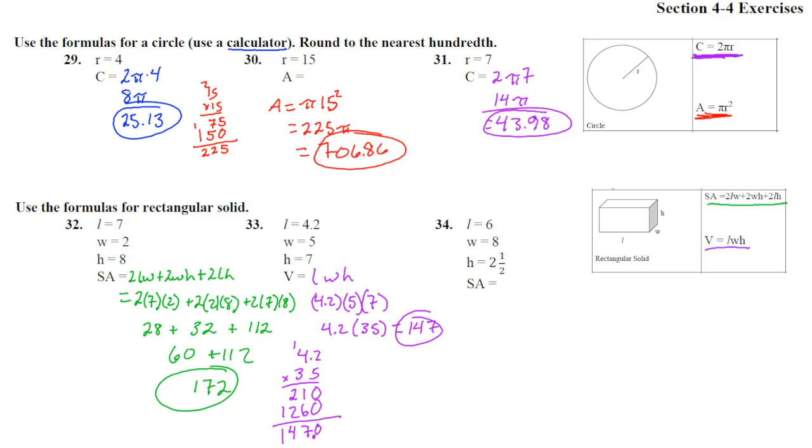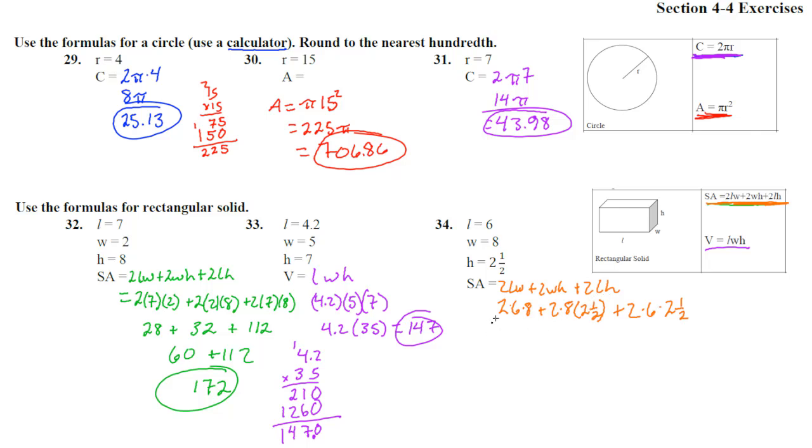Number 34. We're doing SA now. We're back up here with this formula because we're trying to find the SA, surface area. So let's write it down again. 2LW plus 2WH plus 2LH. Okay, so that's 2 times L, times W, which is 8, plus 2 times 8 times H, which is 2.5, and then plus 2 times L, that's 6, times 2.5.